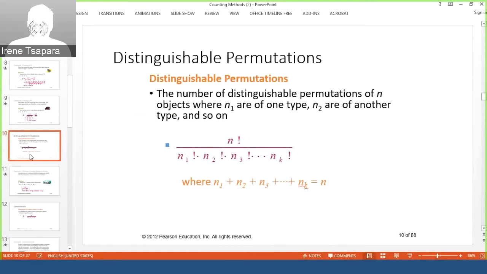The classical example for this type of problem is the word Mississippi. How many different words can you make from the word Mississippi? Well, what happens here? We have 4 S's, 2 P's, and 4 I's. No matter how we rearrange 2 I's, if we put them in order, they are the same letter.